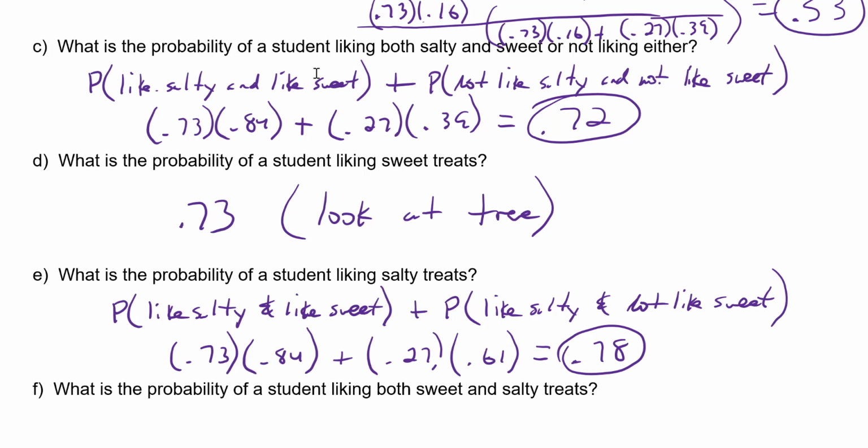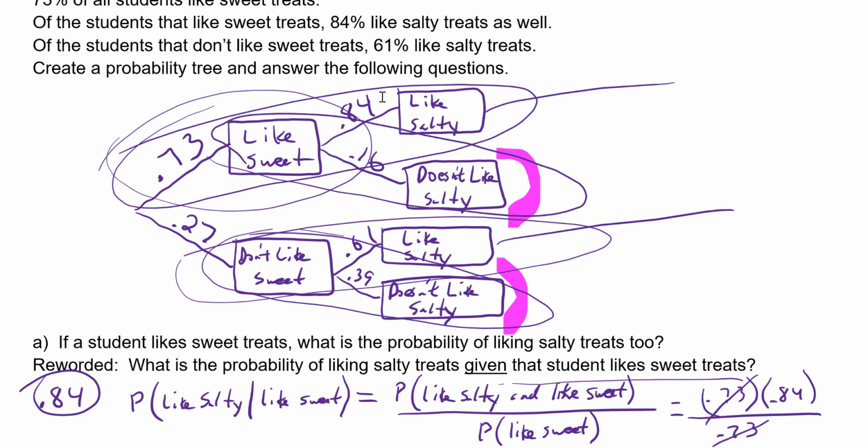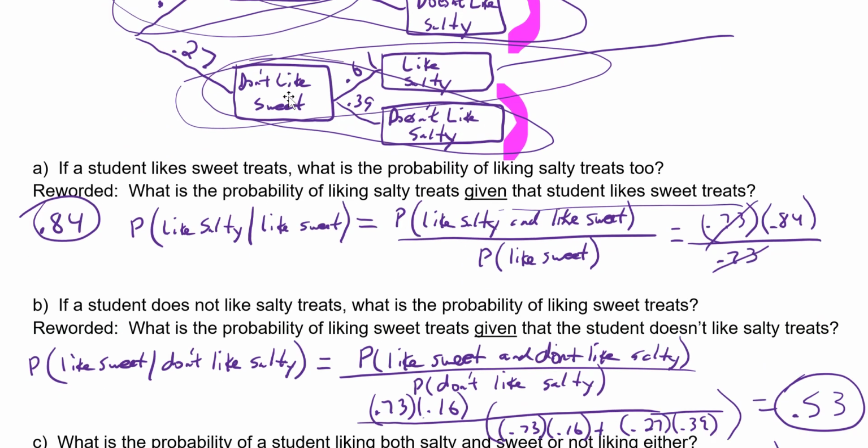So if you notice, it's a little more complicated when I ask you something about the second part of the tree, the branches, the like salty, the don't like salty. It's more complicated because you have to figure out a couple of different probabilities. If I ask you for the first part of the tree, it's easy because you either like it or you don't like sweets. So that's kind of already set there for you.